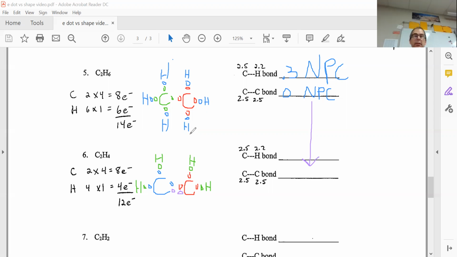All right, so this is an example of a double bond. I think occasionally you'll see a couple double and triple bonds in this last page right here. Some single bonds, some double bonds, some triple bonds here.